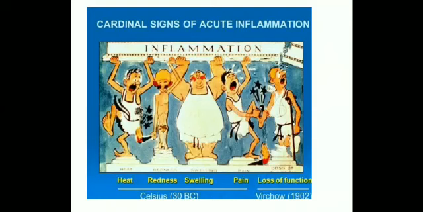Okay, here is a funny representation of cardinal signs of acute inflammation. Heat, redness, swelling, and pain were discovered by Celsus, and loss of function was given by Rudolf Virchow, known as father of modern pathology, and he gave this in 1902. So hope this funny diagram can make you memorize it easily.